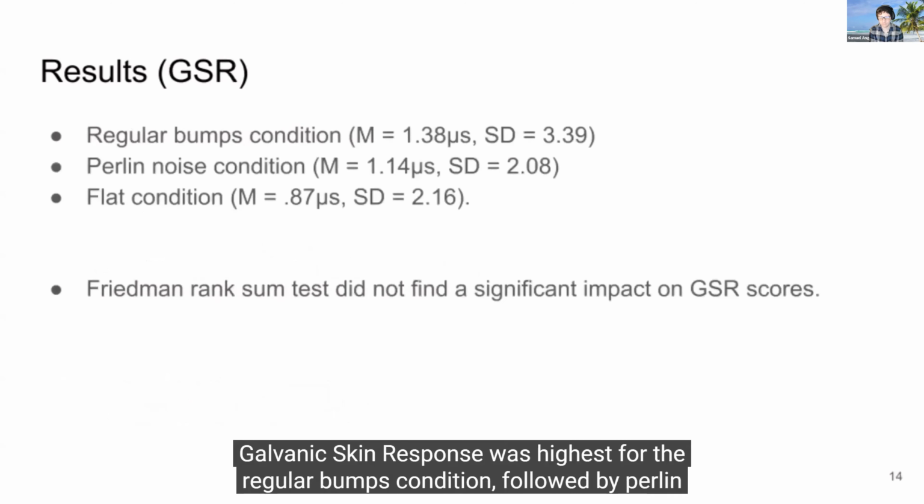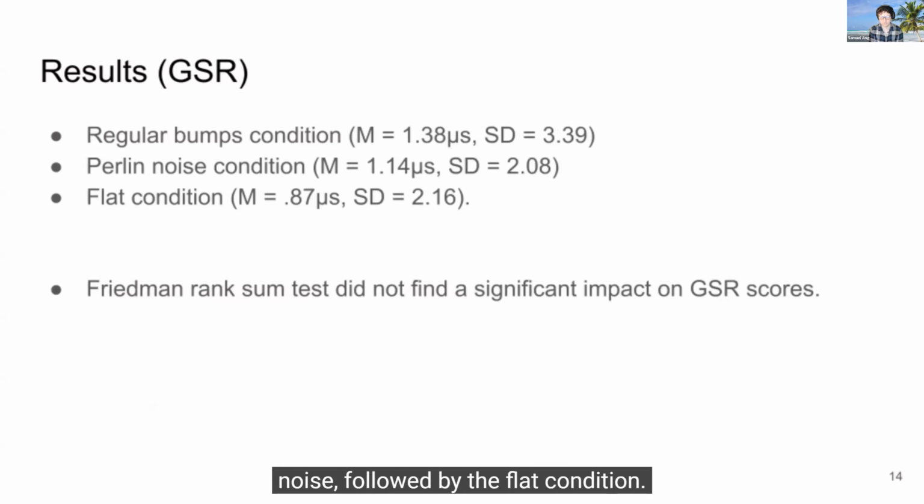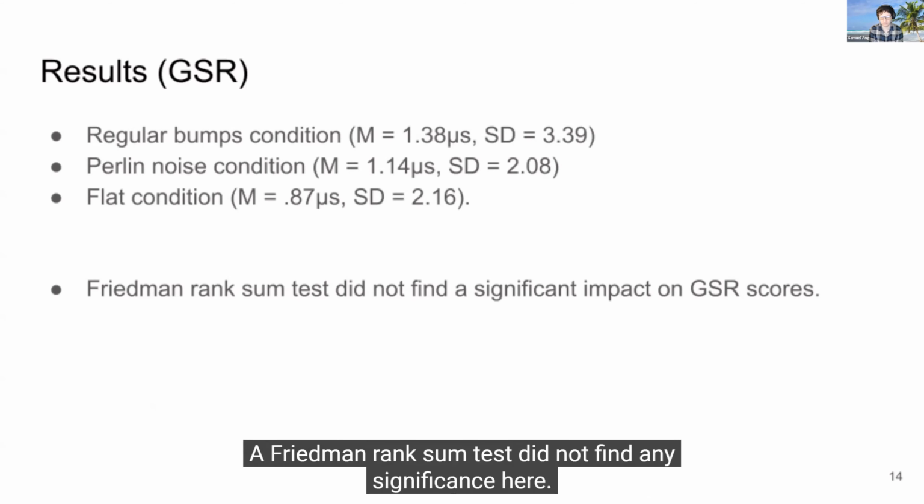Galvanic skin response was highest for the regular bumps condition, followed by Perlin noise, and then followed by the flat condition. A Friedman rank sum test did not find any significance here, however.